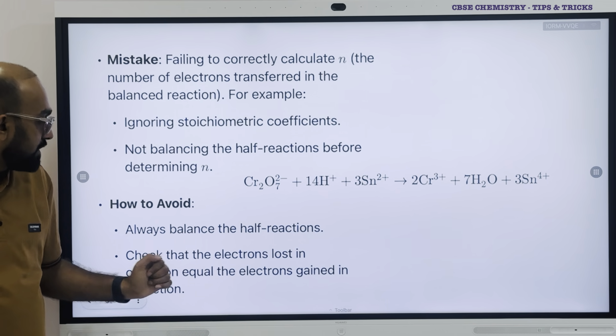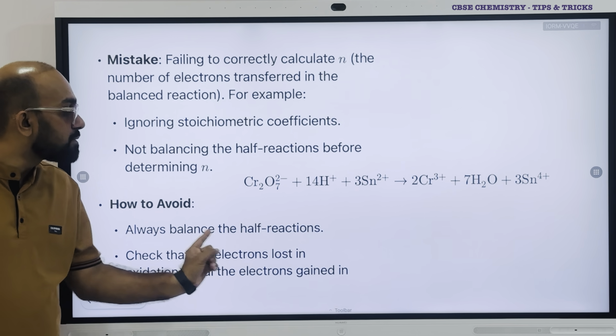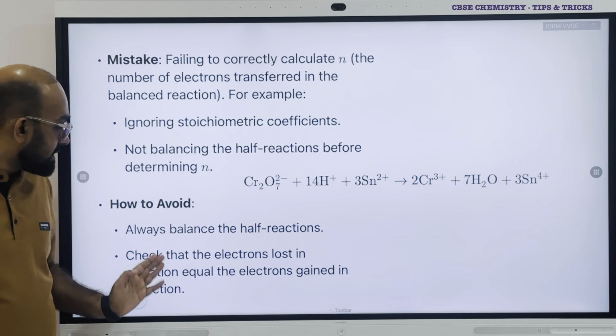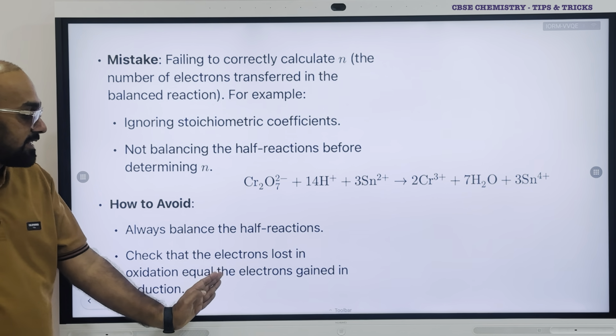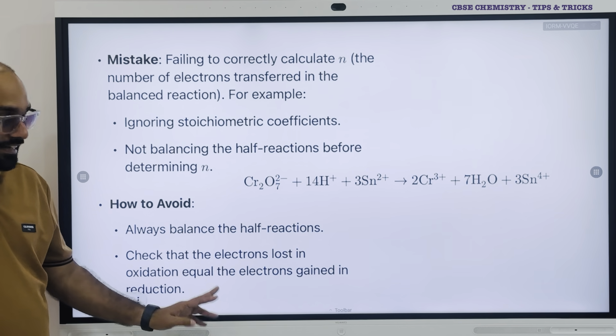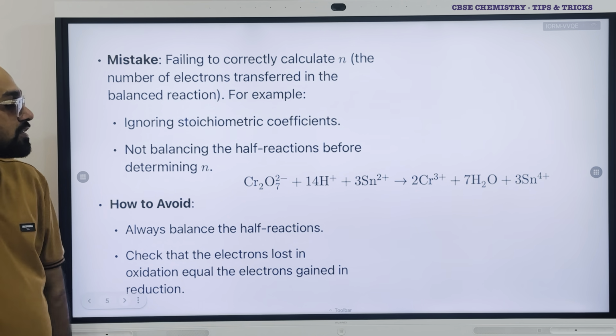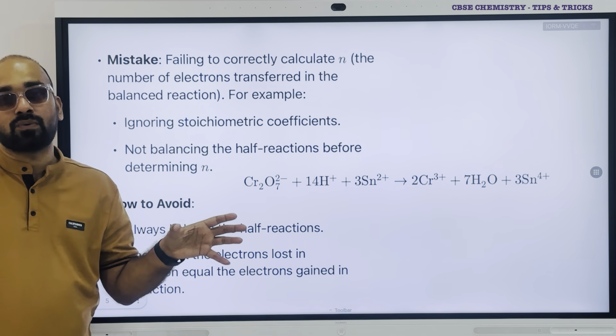How to avoid mistakes in calculation of n? See, these are the two things you have to take care of. Always balance the half reactions. Second, check that the electrons lost in the oxidation are equal to the electrons gained in the reduction. These are the 2 points you have to take care of while calculating n.